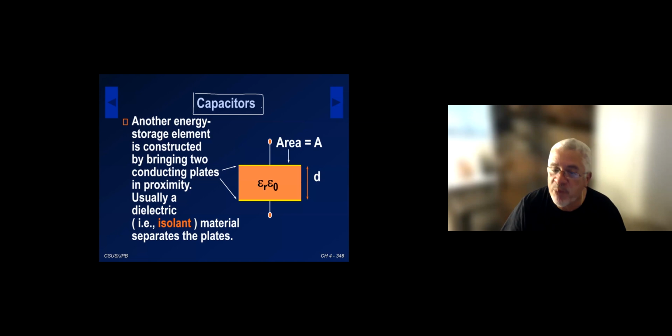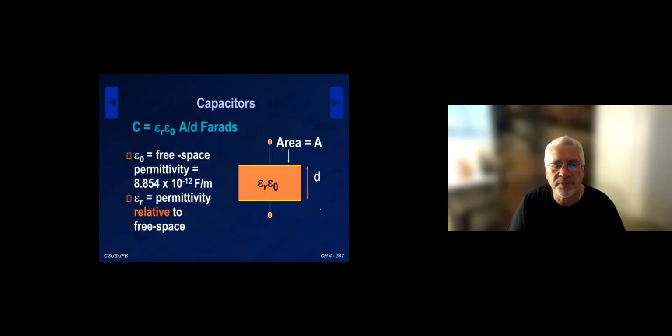We bring two plates in proximity, typically separated by a so-called dielectric, which is an isolant, something that doesn't let electricity go, electrons go through it. So we basically bring two plates in proximity separated by a distance, a d. Of course, there are many, many more sophisticated ways to create capacitors today, but this is essentially a basic capacitor.